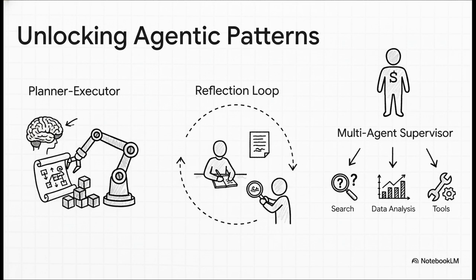You can build a planner executor, where one agent makes a plan and other agents execute the steps. Or a reflection loop, where one agent writes an answer and a critic agent improves it, super important for accuracy. You can even build a multi-agent supervisor that's like a project manager, routing tasks to a whole team of specialized agents. These complex patterns suddenly become natural to build.